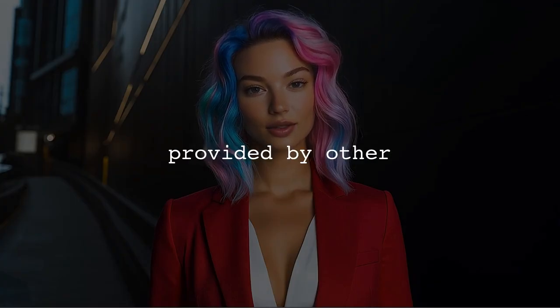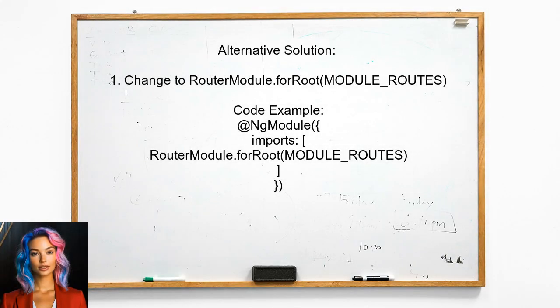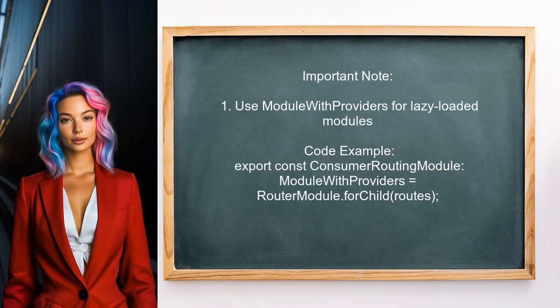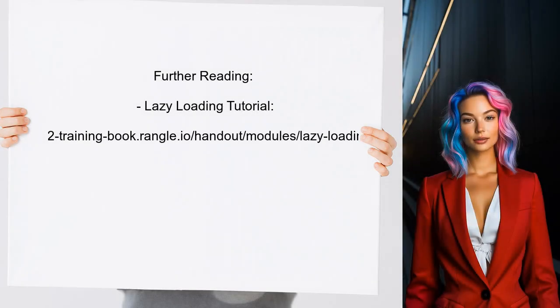Now let's look at the answers provided by other users. An alternative solution suggests that in your main routing module, you should use RouterModule.forRoot instead of RouterModule.forChild. This change allows the root router to properly load child routes. Additionally, remember to use ModuleWithProviders for your lazy loaded module. This ensures that the routing is set up correctly for lazy loading. For more insights on lazy loading, check out the recommended blog tutorial on lazy loading modules.